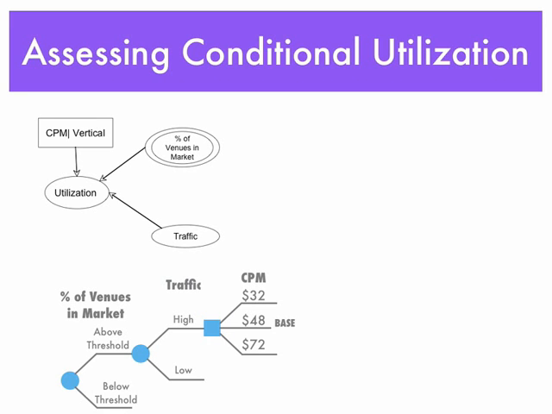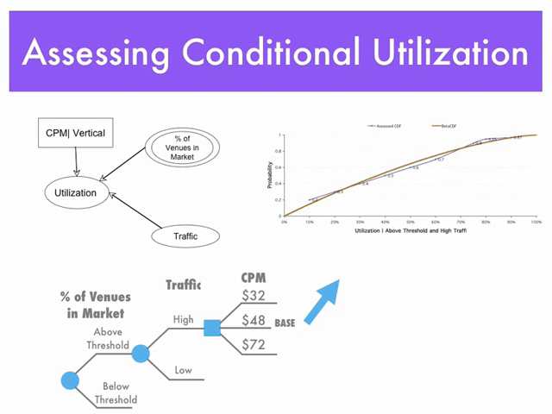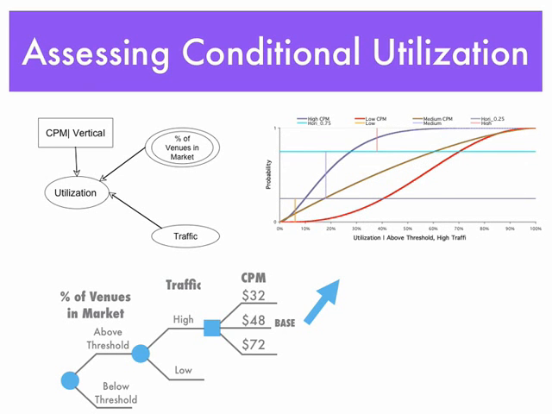So if you start with the percent of venues in the market, let's say it's above the threshold, and let's say you have high traffic, then there were 3 discrete levels of the CPM that they could choose. Let's say it ranged from $32 to $72. We would pick the middle one as the base, and we did a conditional assessment using the probability wheel. Then we matched it with the nearest possible beta distribution, which they were comfortable with. They said, okay, this is fine. And then we assessed the distributions for this and this leaf.